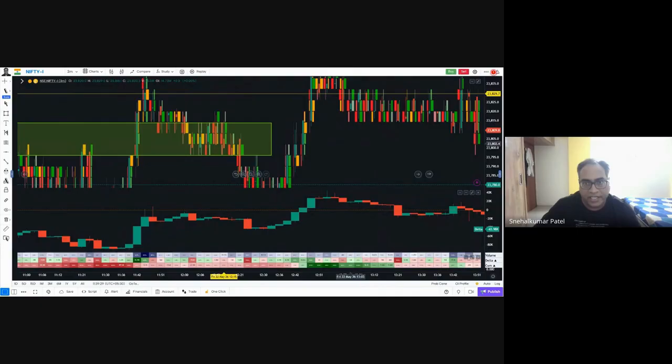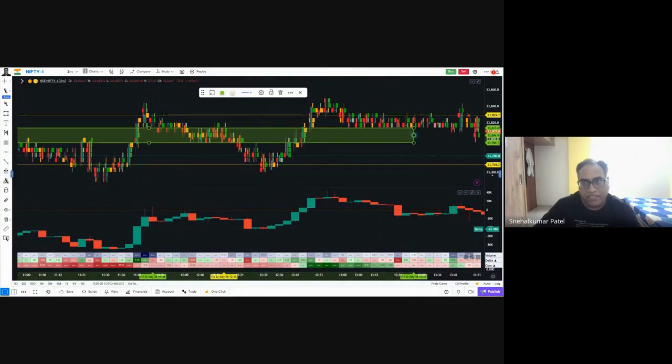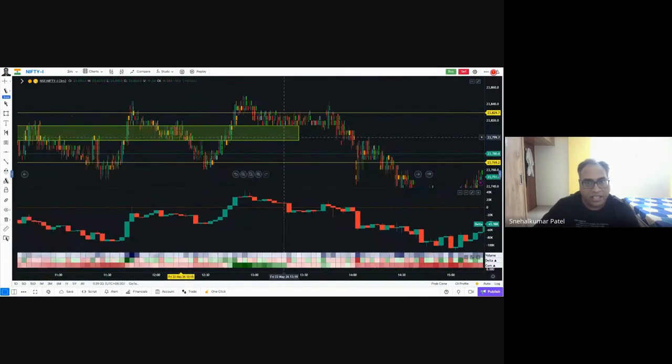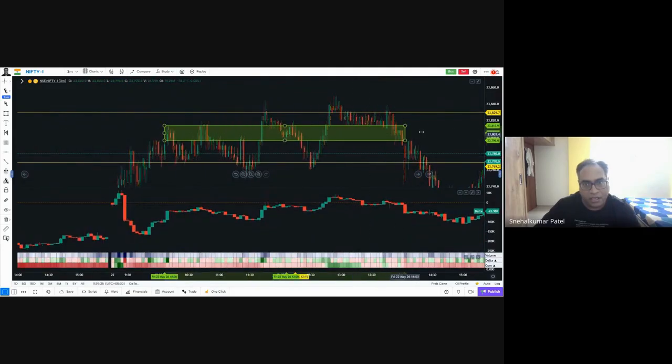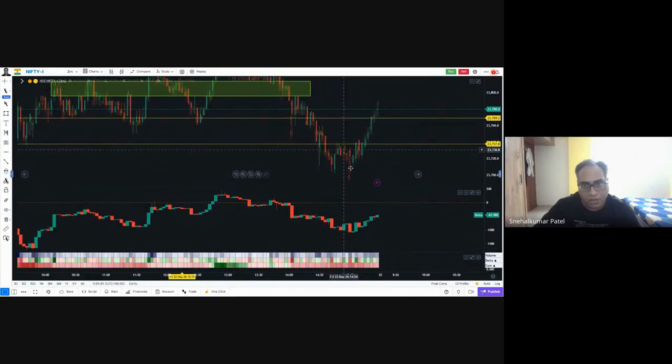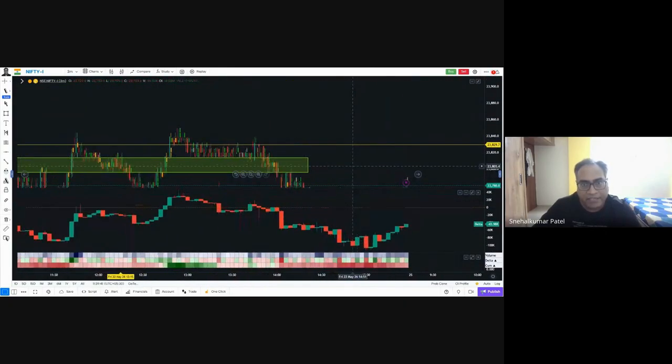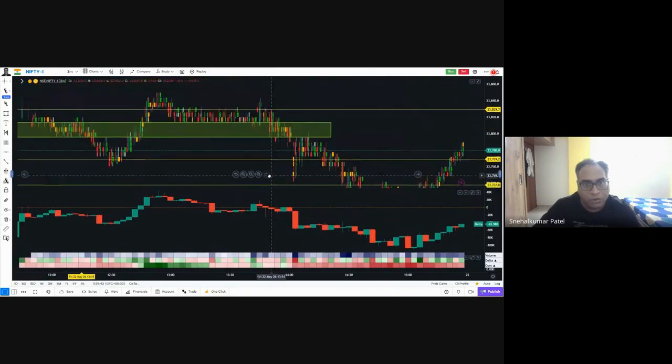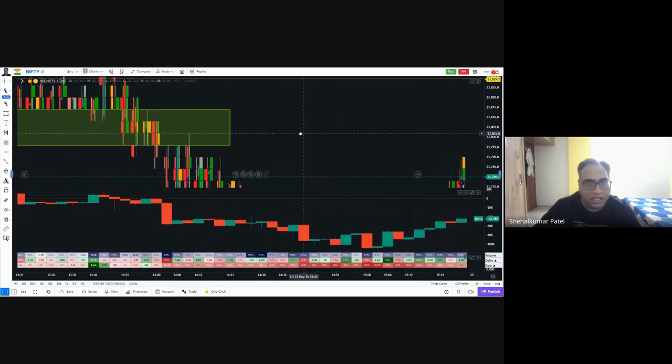Yesterday was a ranging day where the price did not move significantly in any direction. It basically ranged around this area. This was the only significant move. Now let's identify what happened and how the move started for this particular candle.